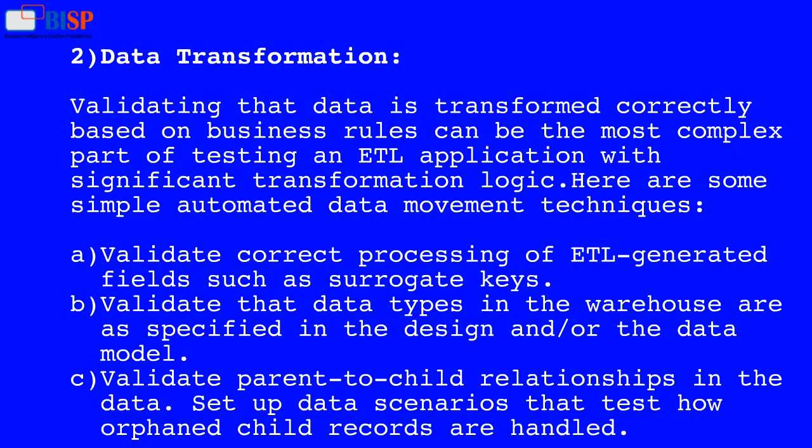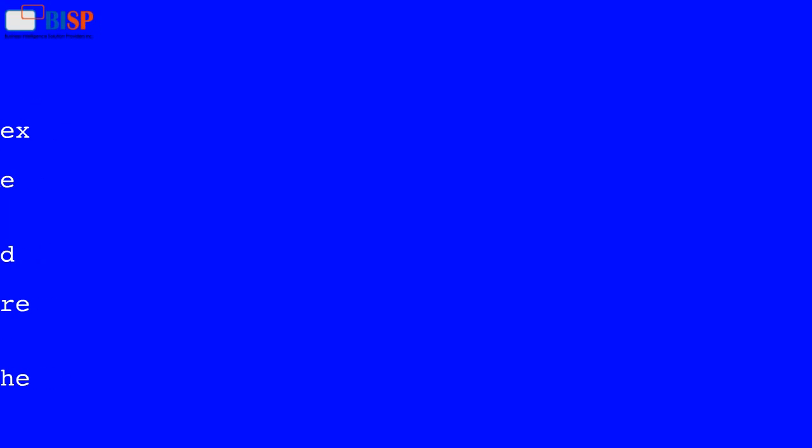Here are some simple automated data movement techniques. A. Validate correct processing of ETL-generated fields such as surrogate keys. B. Validate that data types in the warehouse are as specified in the design and/or the data model. C. Validate parent-to-child relationships in the data. Set up data scenarios that test how orphaned child records are handled.